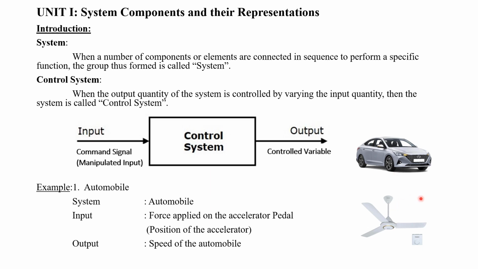Similarly, consider an electric fan. Here the output from the system is the speed, and this output can be varied by varying the position of the regulator. That is, by applying a twisting force on the regulator, we can vary the speed of the fan. So this is also another type of control system.